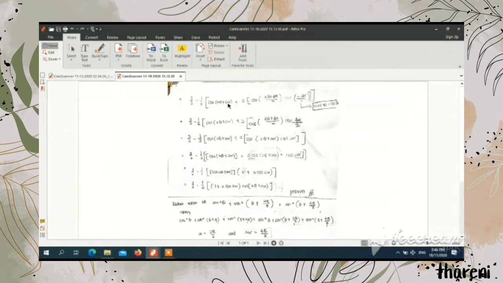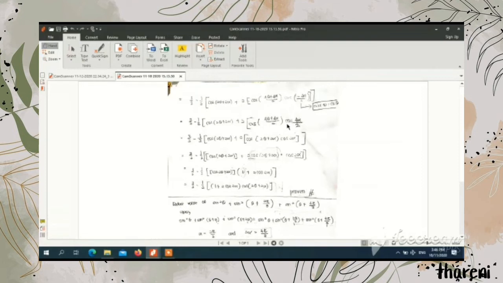3 over 2 minus 1 over 2 cos 2 theta plus 2 alpha plus 2 cos 4 theta plus 4 alpha divided by 2 times cos negative 4 alpha divided by 2. So here, we are going to use the trigonometric identity, which is cos negative theta is equal to cos theta. So we substitute cos negative 4 alpha divided by 2 into this identity. It will become 3 over 2 minus 1 over 2 cos 2 theta plus 2 alpha plus 2 cos 4 theta plus 4 alpha divided by 2 times cos 4 alpha divided by 2.